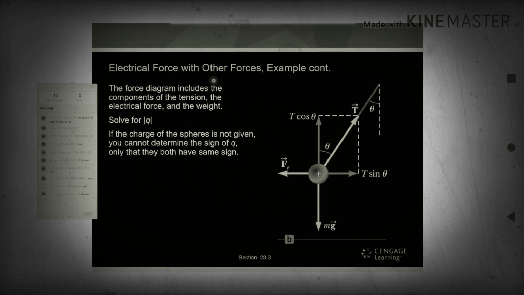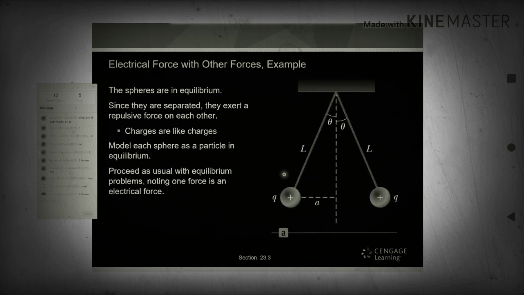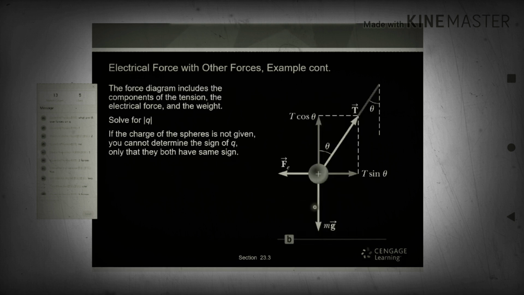Then electric force with other forces, like say we have a pulling force T, we have a gravitational force mg, and we have a force from another charged particle on it, defined by Coulomb's law. Because they're in equilibrium, you have to calculate in which condition these 3 forces, added together, is 0.